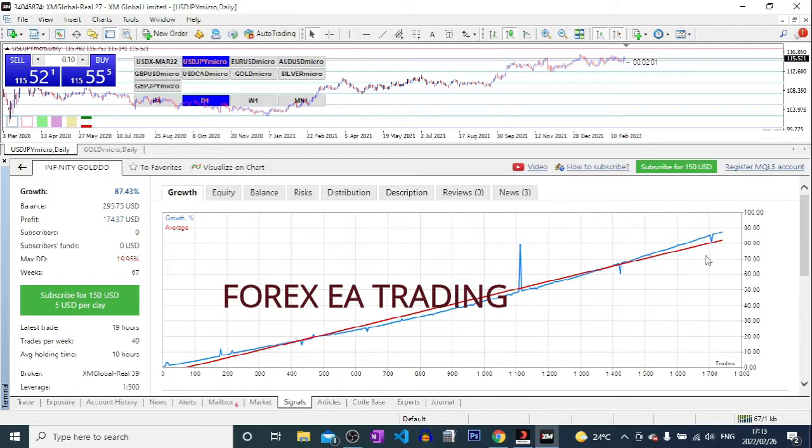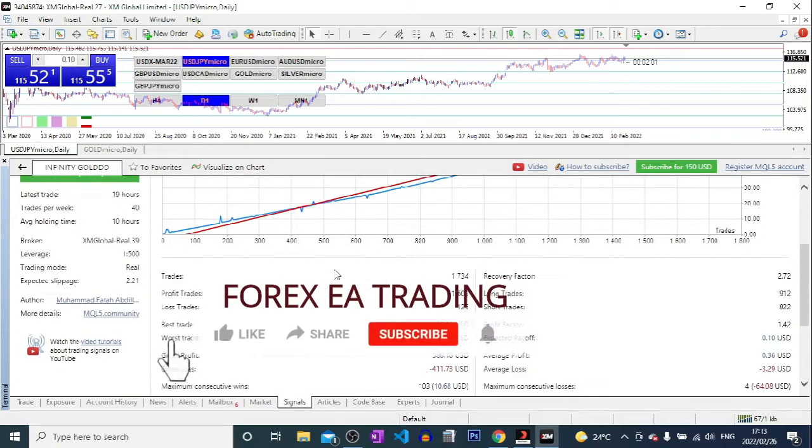They are growing their account, but the moment you see there, it says subscribe for 150 USD, 5 USD per day. That's how much they are charging for their copy signals, for you to get copy trading signals from them. And they've been growing their account. They've grown their account by 87.43%, which is a good number.